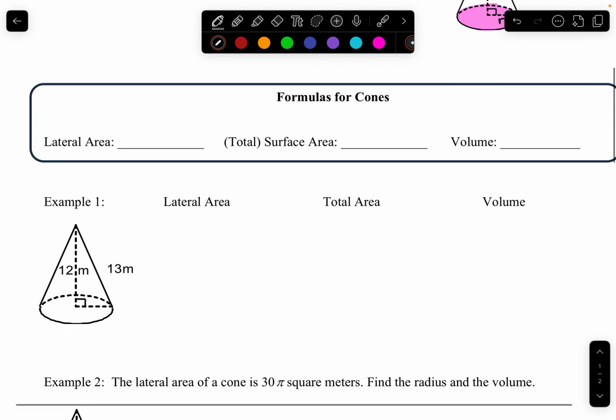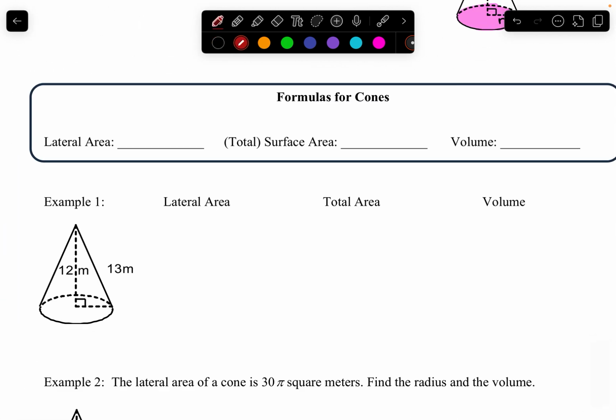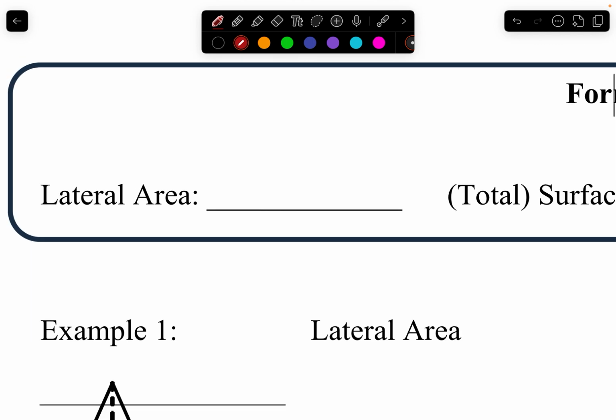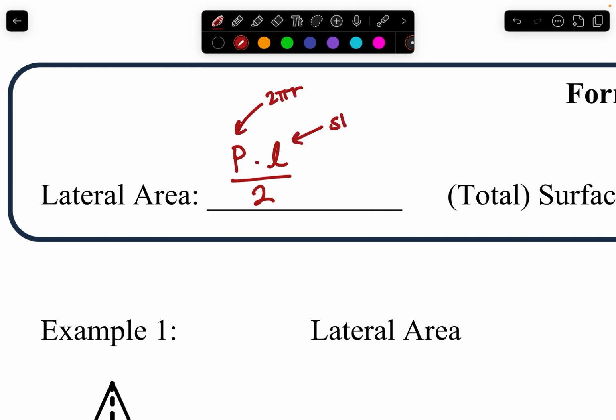All right, formulas for cones. So cone formula is not the same as cylinder/prism formulas. They are a little bit different. So our lateral area is going to be P times L divided by 2. P is the perimeter of our base. So again, because our base is a circle, it's going to be 2 pi r. And then L is going to be our slant height.